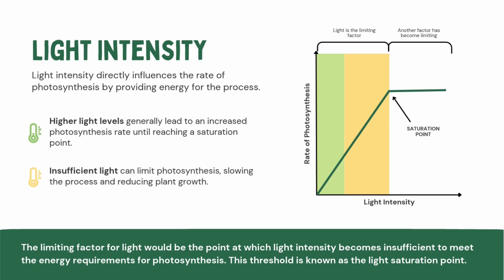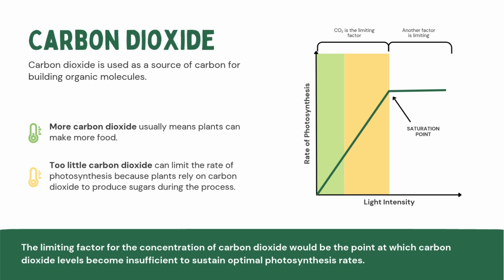Higher light levels generally lead to an increased photosynthesis rate until reaching a saturation point. Insufficient light can limit photosynthesis, slowing the process and reducing plant growth. Carbon dioxide. Carbon dioxide is used as a source of carbon for building organic molecules. More carbon dioxide usually means plants can make more food.